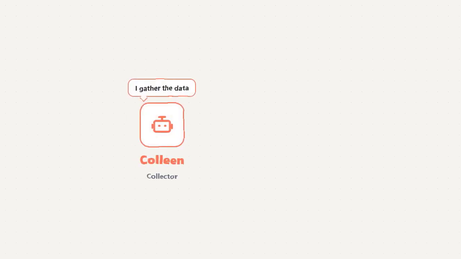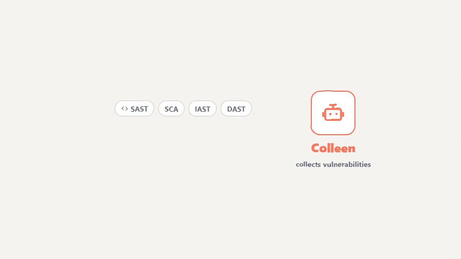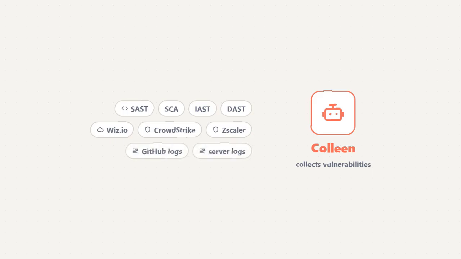Now, let us look at a real-world example with an enterprise business use case. The way I used AI agents involved two of them: a collector agent, let us call it Colleen, and a research agent, Ray. Agent Colleen's job is to collect vulnerabilities from different sources like application security, code and component scanners, SAST, SCA, IAST, and DAST tools, and also from detection tools like Wiz.io, CrowdStrike, Zscaler, and logs from GitHub access logs, server logs, and a few other sources.